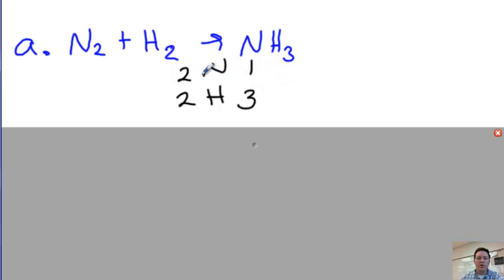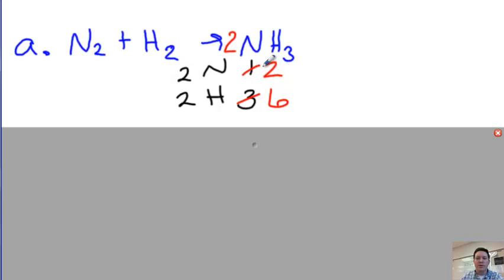So what I can do is just go down the list. We'll start with nitrogen here. I've got 2 on the left, I've got 1 on the right, so I can multiply NH3 and multiply the entire formula by 2. That's going to change how many of each nitrogen and hydrogen I have. So 2 times 1 nitrogen, because these coefficients act as a multiplier, is 2. And then 2 times 3 gives me 6 hydrogens.